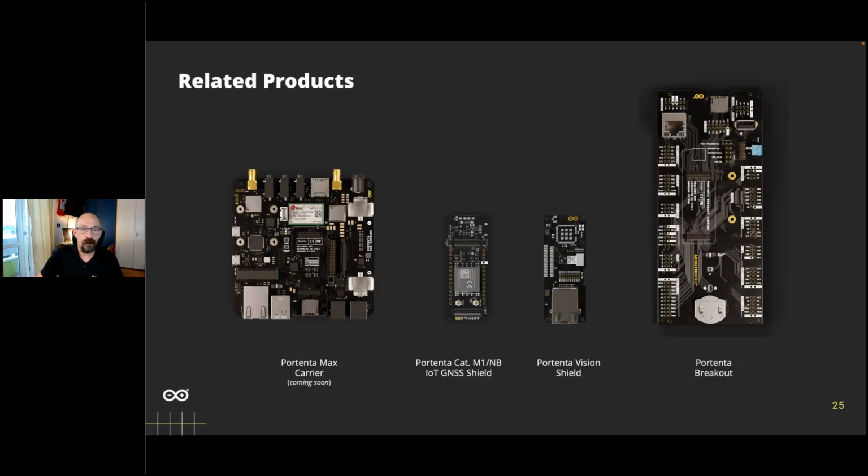So now let's talk about related products. I mentioned many times the Portenta Max Carrier, but we also have the Portenta Cat M1 and narrowband, giving another opportunity of connectivity. The Portenta Vision Shield that adds camera and microphone, and the Portenta Breakout for giving some help during the initial stages of the projects.